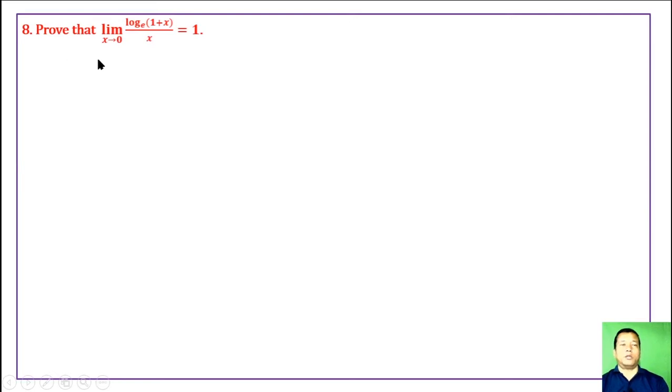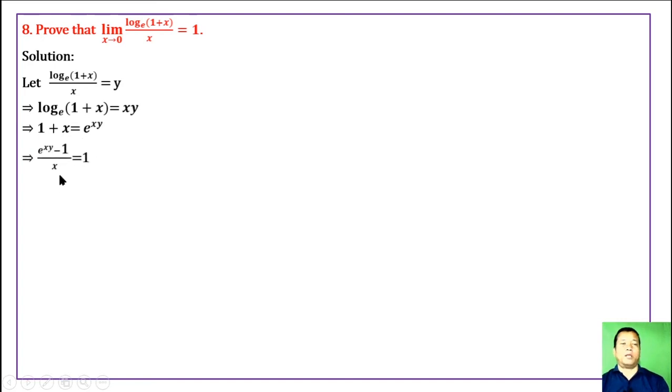Prove that the limit of log of 1 plus x to the base e divided by x, as x tends to 0, is 1. Let us prove. Let log of 1 plus x to the base e, divided by x, be taken as y. Cross multiply, and this is converted into an exponential function: 1 plus x is equal to e to the power xy.